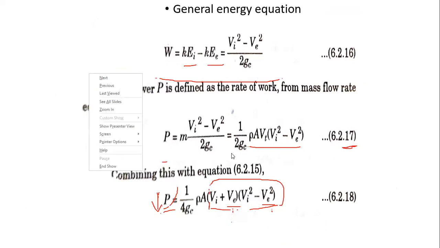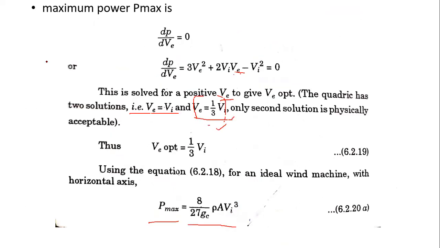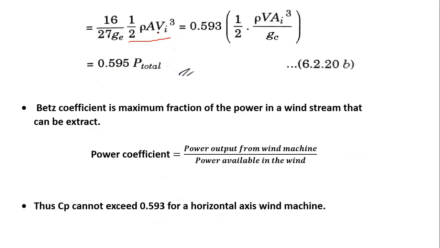See here, half 2GC like that. See, half rho A VI cube by GC. So if you consider this 16 by 27, that 27 I can write in this form: 0.593 into half. Okay, so 16 by 27 I can write as 0.593 into half.